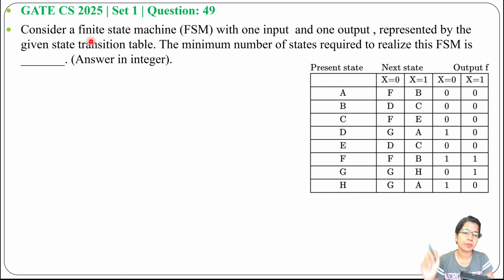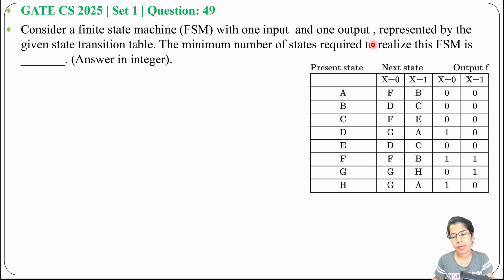Hey everyone, let's solve one previous question of TOC. This question was asked in GATE CS 2025 set 1 question number 49. Consider a finite state machine with one input and one output represented by the state transition table. The minimum number of states required to realize this FSM is dash, and we need to answer in integer.